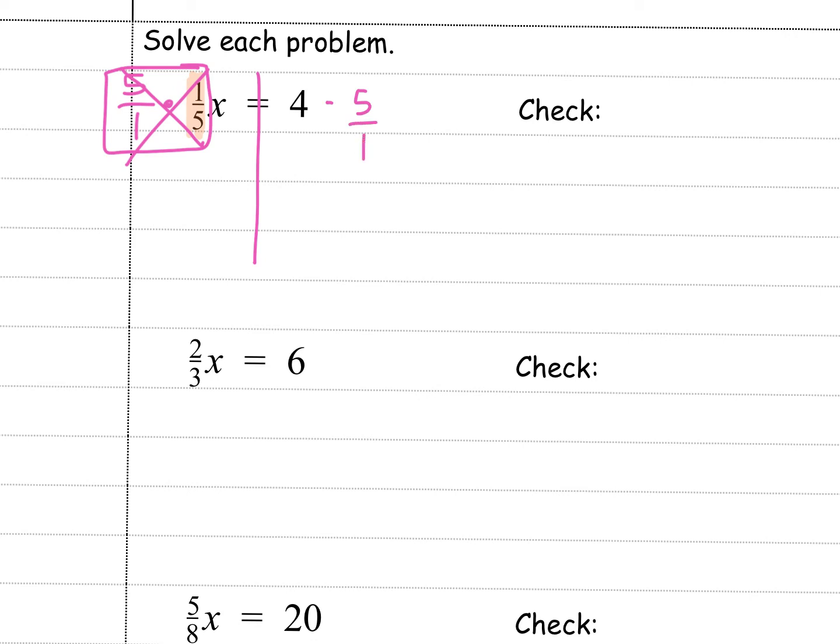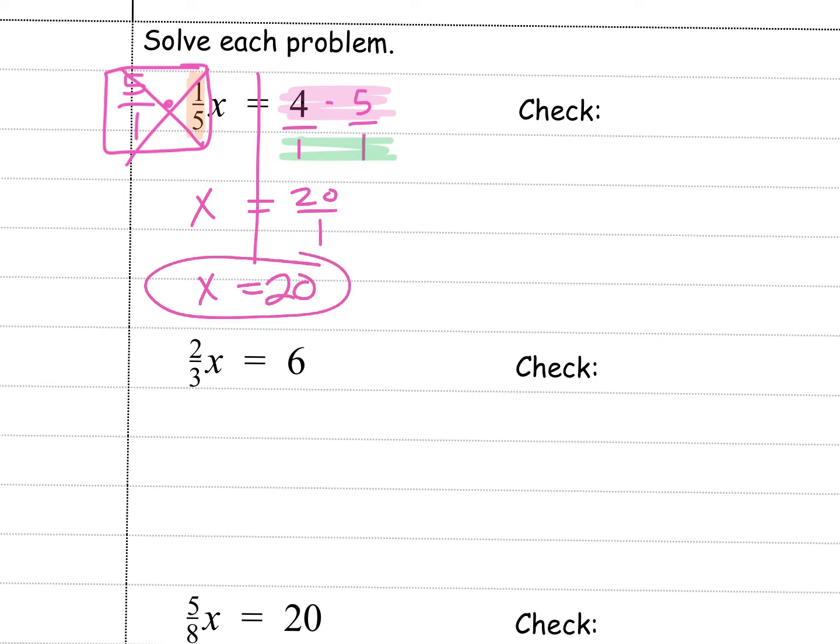And so when I multiply 4 times 5 over 1, numerators get multiplied, denominators get multiplied. Remember that 4 is really 4 over 1, so I have x equals 20 over 1. We don't need to write that. We can just write x equals 20.